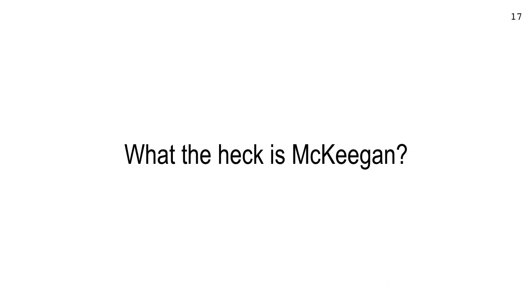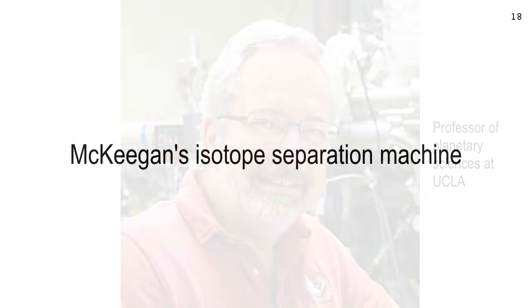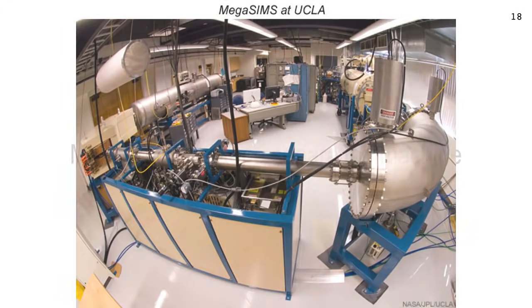What the heck is McKeegan? Well, this is Mr. McKeegan, professor of planetary sciences out at UCLA. He's the primary author of that article. This is the big shot, a very famous guy. And here's his isotope separator. This is his big, in other words, it fills a room. You can see a desk here for a human right here. So this thing basically fills most of a room.